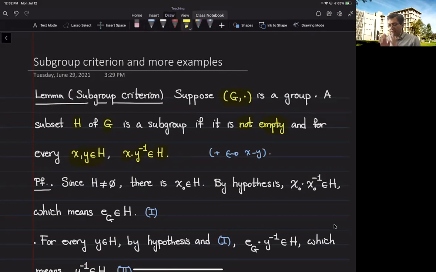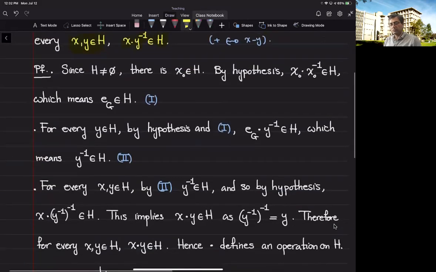So if I have this property, then H is a subgroup. We call this the subgroup criterion. Okay, let's try to prove this.